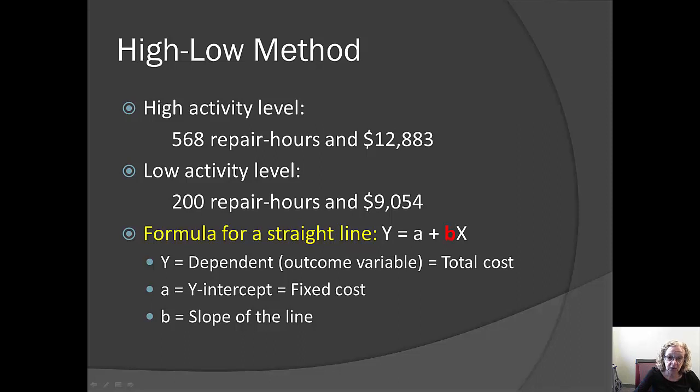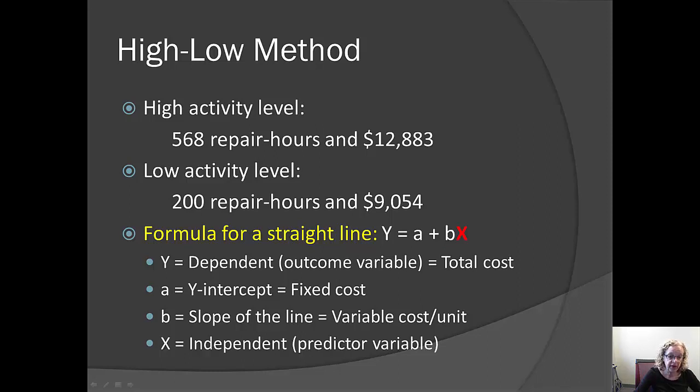B is the slope of the line. That is how tilted the line is away from horizontal. If a line is perfectly horizontal, then we're talking about a totally fixed cost. So if the line has a bit of a slope, that means a portion of the costs are variable. So the slope of the line represents the variable cost per unit.